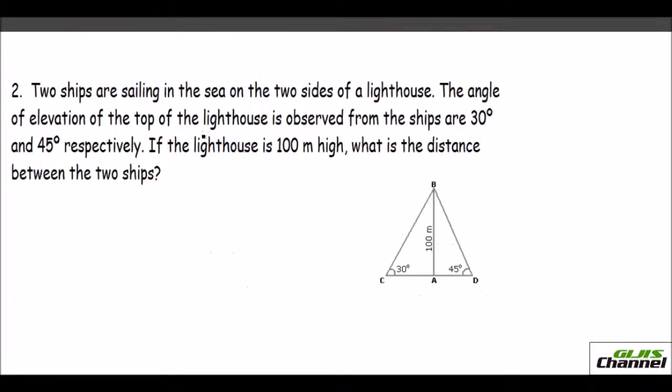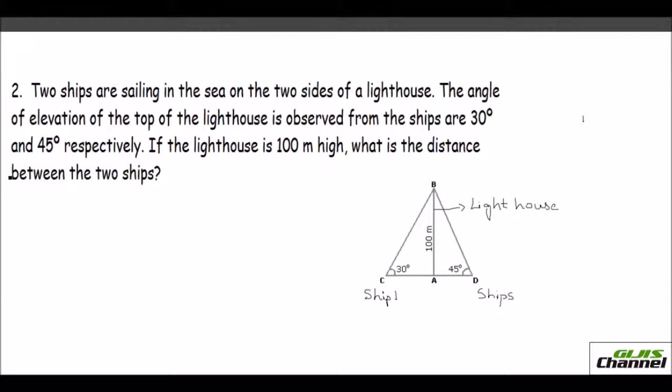So simple. Here you have two ships sailing in the sea on the two sides of the lighthouse, one on each side. So let's take this one as ship 1 and this one as ship 2. Okay, you have two ships. I have drawn the picture here so that you get a clue, and this AB, let it be the lighthouse. Now I think it is clear. You have a lighthouse in the middle and you have two ships on either side.